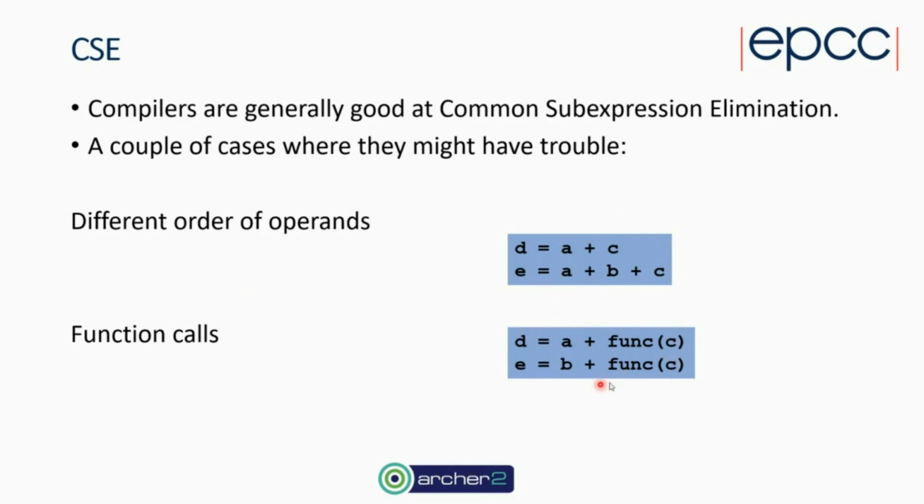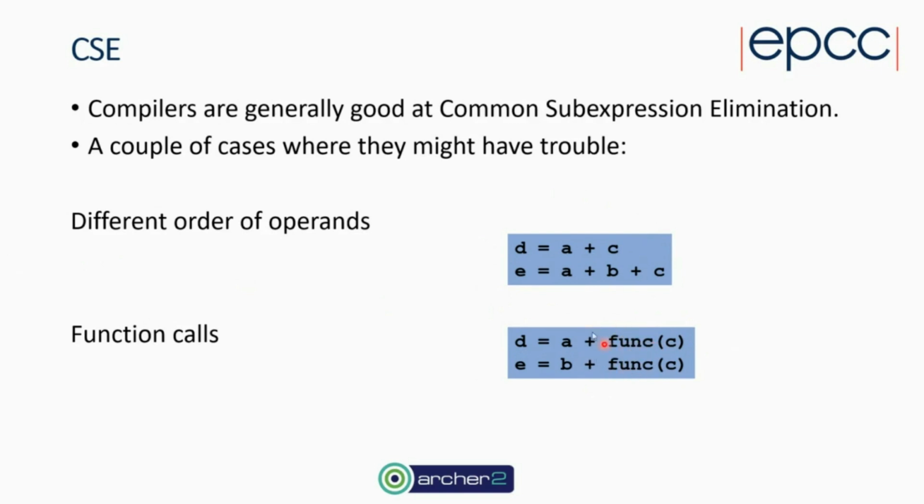And also the compiler finds it hard to do this common sub-expression elimination using functions, because it doesn't really know, unless you've told it specific things about the functions, like in Fortran saying that it's pure, that this function will produce the same result every time you run it.